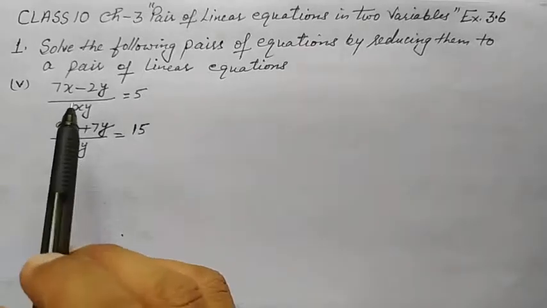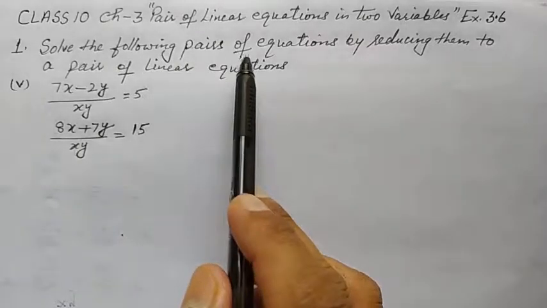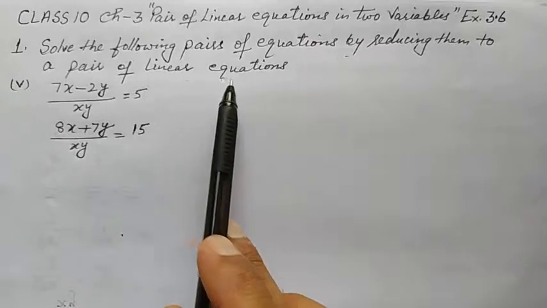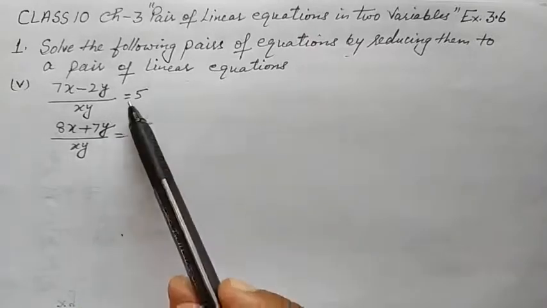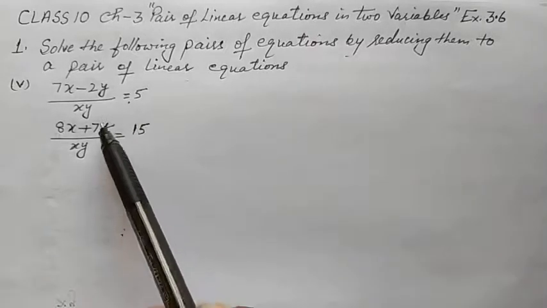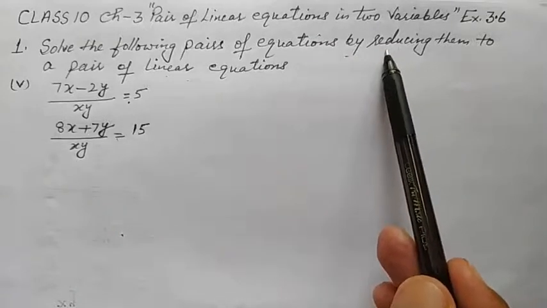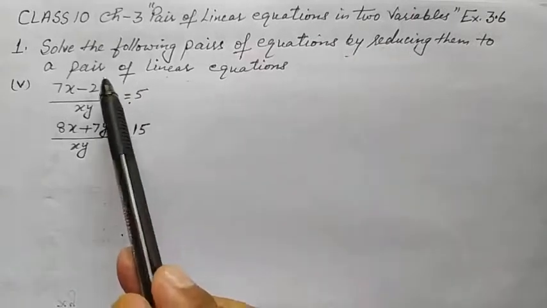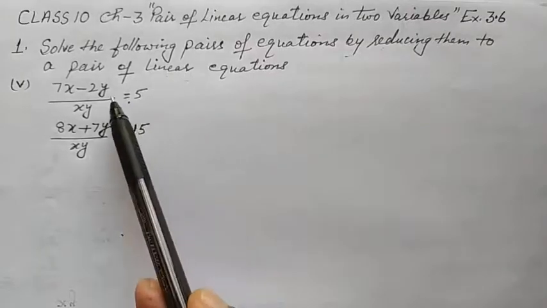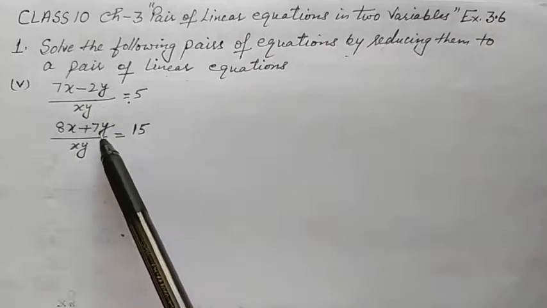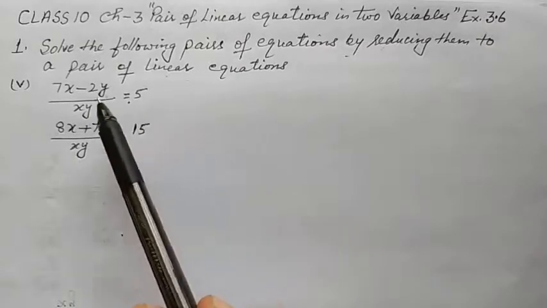Dear students, let's solve this question. The question is, solve the following pairs of equations by reducing them to a pair of linear equations. So these two equations are given. These are not already linear equations. So first of all, we are to reduce them. We are to change them into a pair of linear equations. So these are not already in the form of linear equations. So we'll change them into linear equations, then we'll solve these.